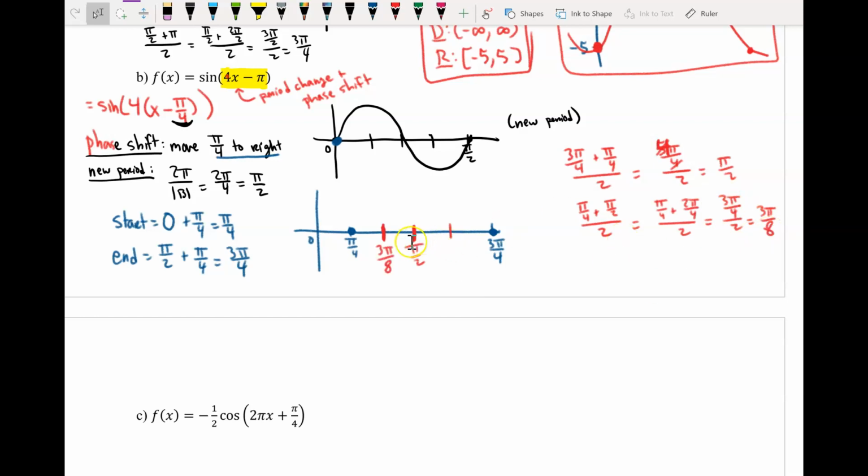And now I'm going to have to find the midpoint between pi over 2 and 3 pi over 4, so pi over 2 plus 3 pi over 4 divided by 2. This is going to give me 2 pi over 4 plus 3 pi over 4 divided by 2. This gives me 5 pi over 4 divided by 2, which gives me 5 pi over 8.